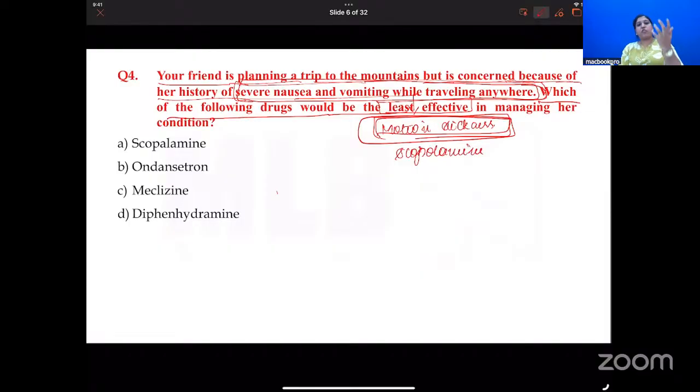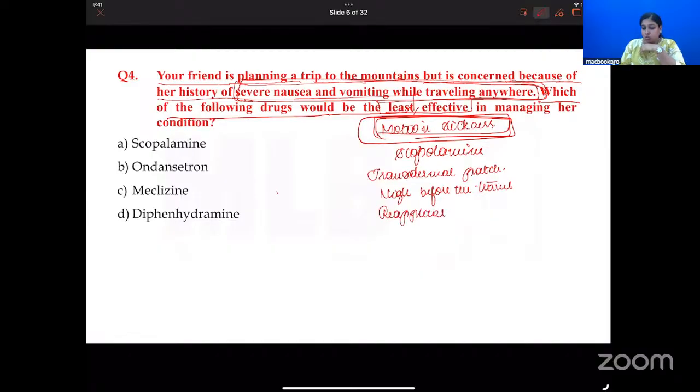And what is the method of administration of this drug? As you all know, it is administered as a transdermal patch. You have to apply it the night before the travel, and the reapplication is after 2 to 3 days. Very good. It's a transdermal patch that you people have to remember.